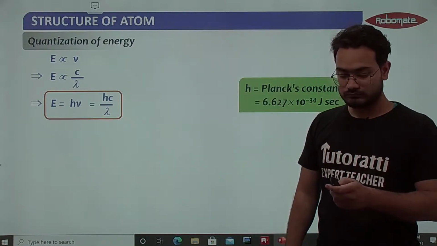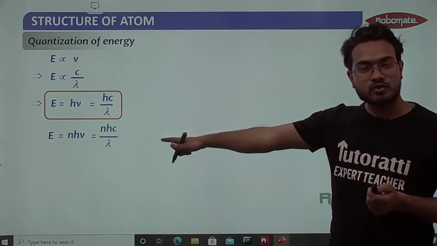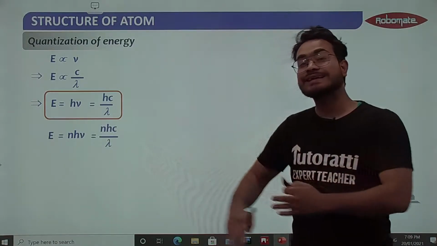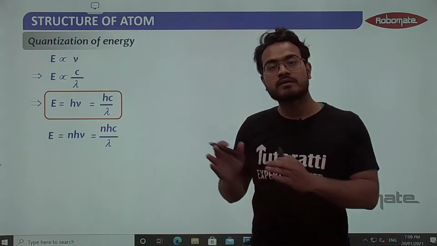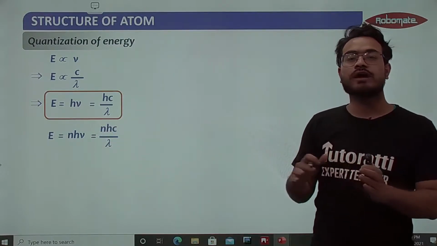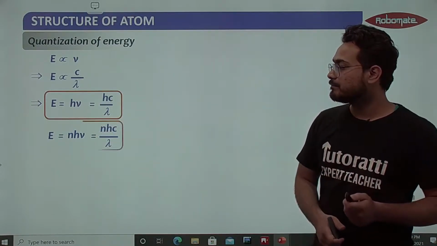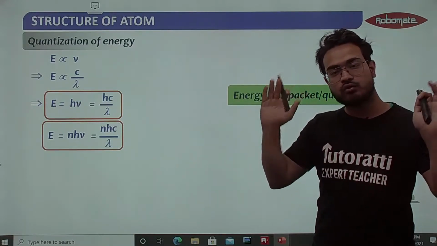Now, if I am using n number of photons, then the total energy will be n times h nu or n times hc by lambda. So the entire energy will be n h nu or n hc by lambda. This is the second formula. N packets, n number of photons.